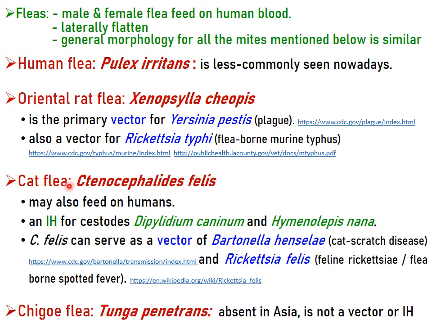The third type of flea is a cat flea. Now, this flea is an intermediate host for several types of cestodes. The cat flea is also a vector for bacteria which can cause cat scratch disease and flea-borne spotted fever or feline rickettsia. And the last type of flea is the shigo flea. It is not a vector, however it can cause quite debilitating skin lesions.